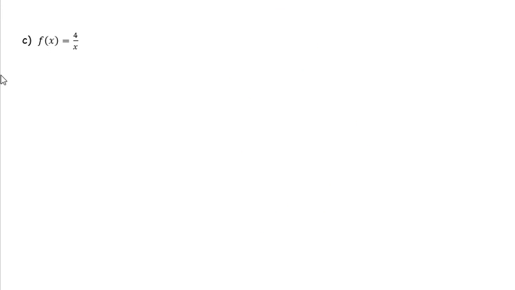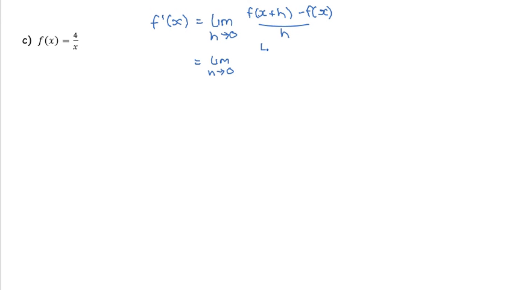And the last example, f of x equals 4 over x. So again, starting off with our definition, f dashed of x is the limit as h tends towards 0 of f of x plus h minus f of x over h. Continuing on, if I put x plus h into this, I get the limit as h tends towards 0 of 4 over x plus h minus f of x, which is 4 over x, and that's all over h.